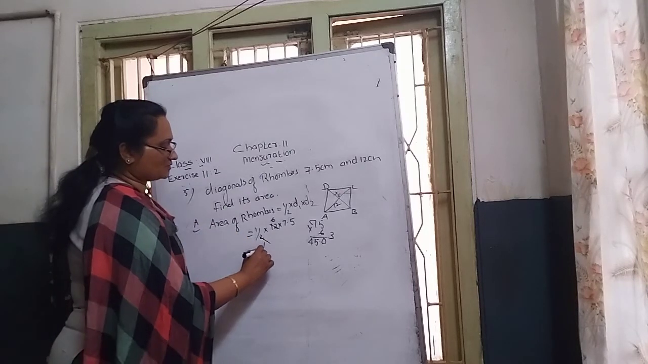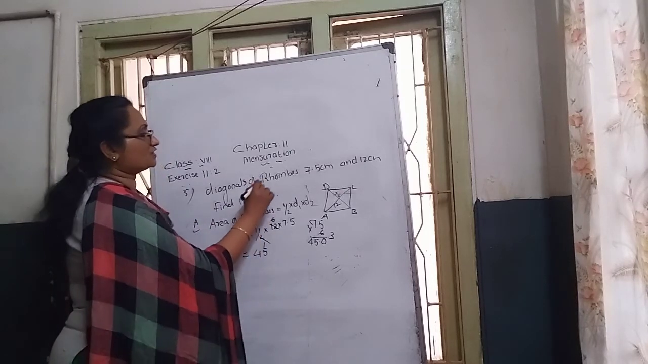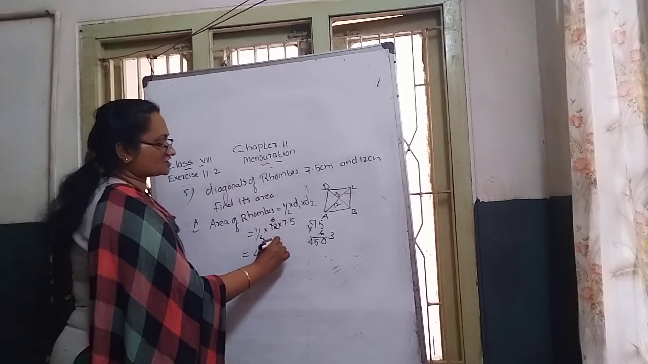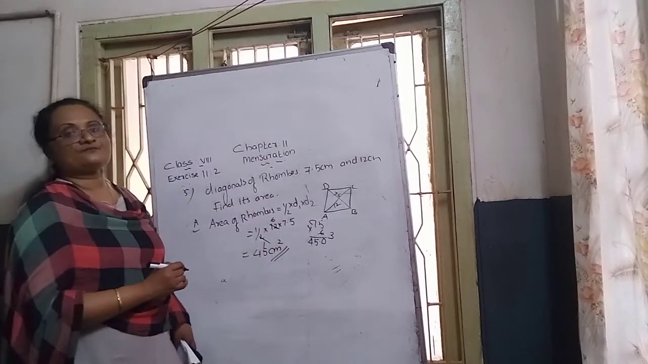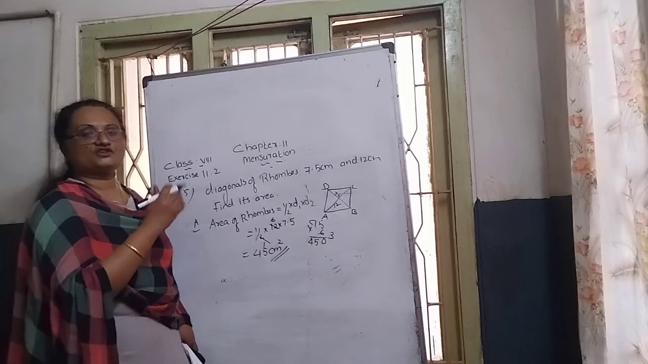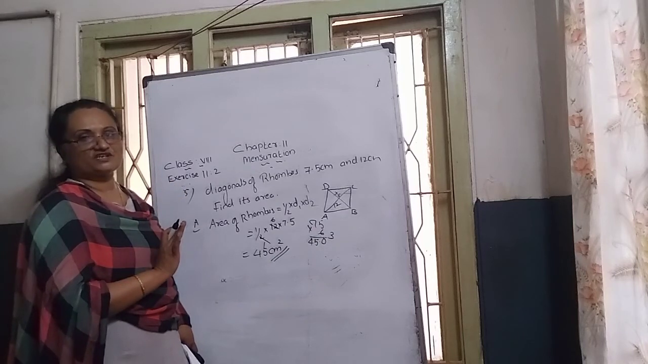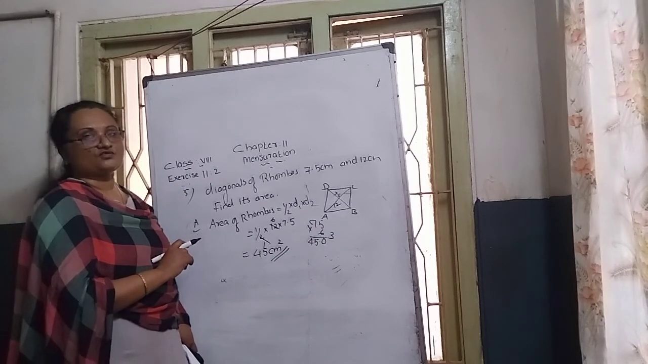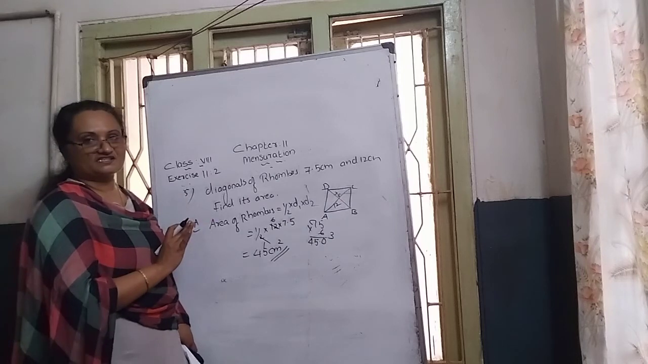So how much does the answer become? 45. The unit is given in centimeter, so area is represented as centimeter square. Leave the 0.0, consider only 45. So the answer is 45 centimeter square, the area of the rhombus.